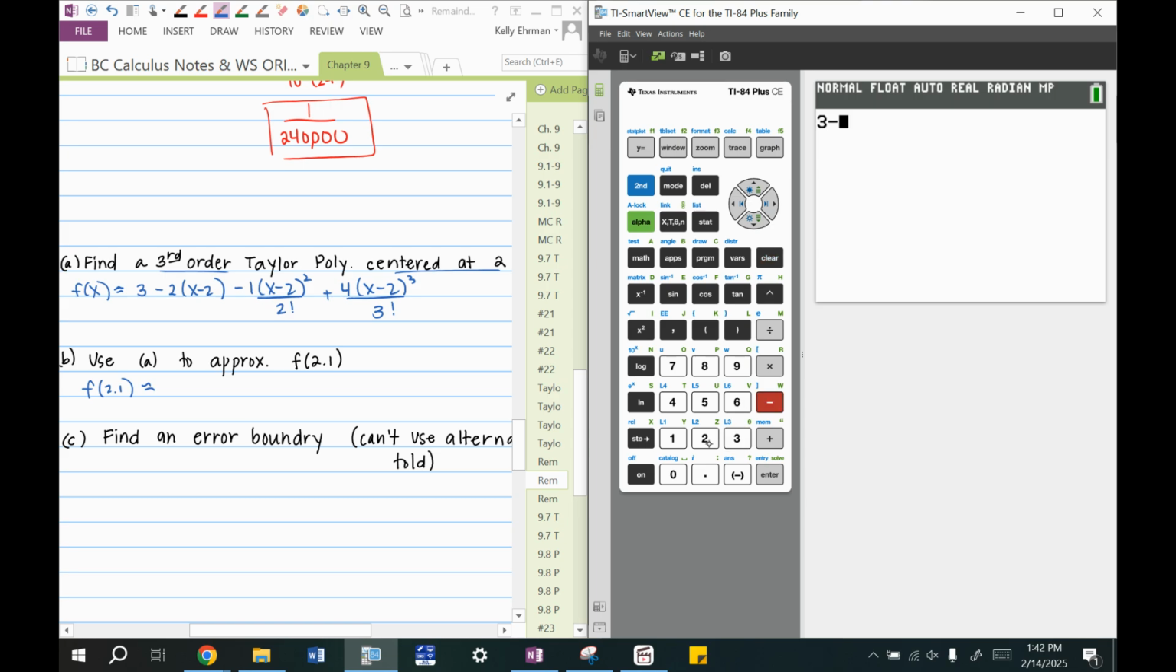So 3 minus 2 times 2.1 minus 2, which is 0.1, minus 0.1 squared divided by 2, plus 4 times 0.1 to the third divided by 6. So 2.7956 repeating.